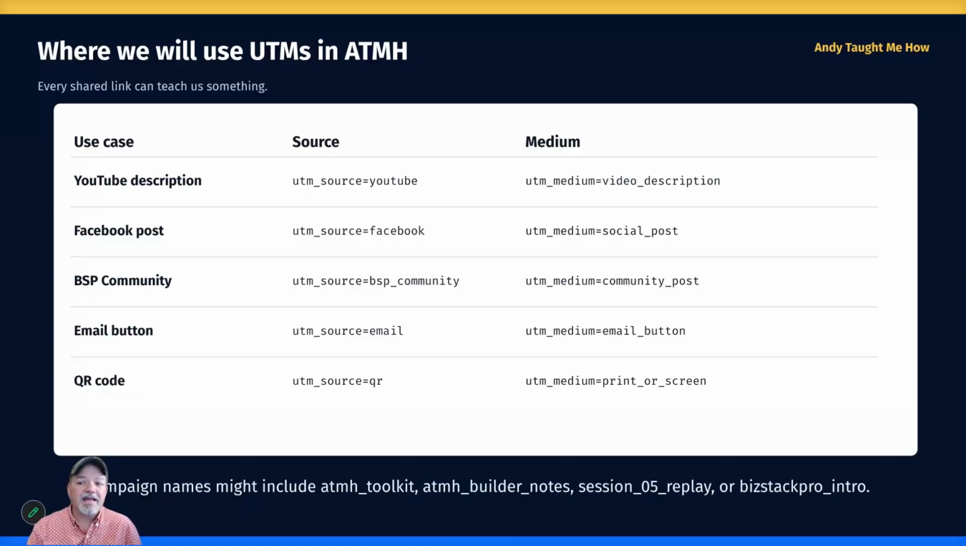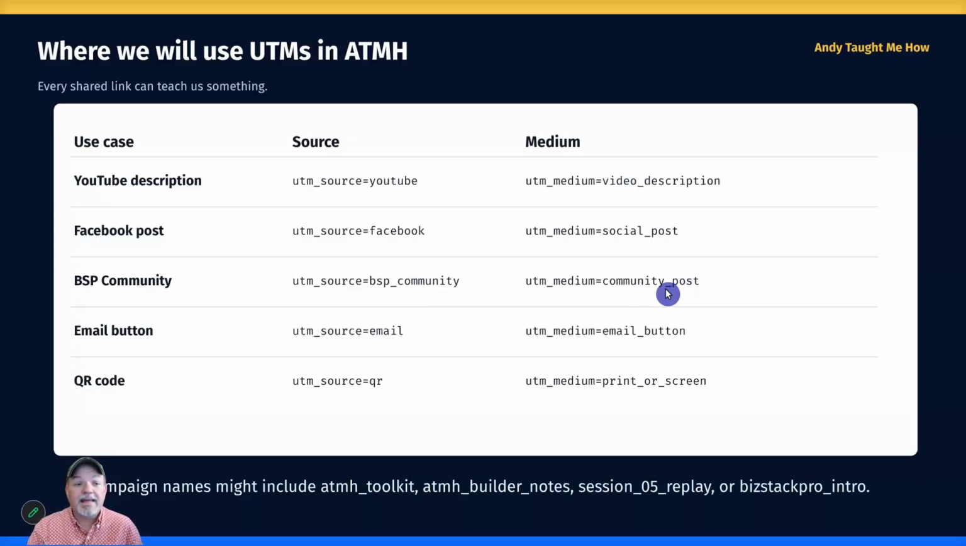So here are some examples of what we would use on the Andy Taught Me How website. In the case of the YouTube description, UTM_source is YouTube, and the medium is video_description. If it were a Facebook post, the source would be Facebook, the medium would be a social post. This could also be a reel, just so you know. In the BSP community, the BizStackPro community, the source could be BSP community, and the medium would be a community post.